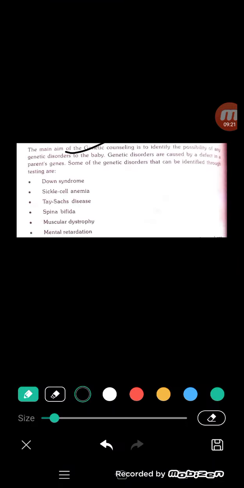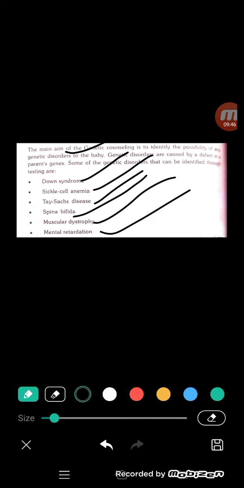Genetic disorders are caused by a defect in a parent's gene, either the mother's genes or the father's genes. Some of the genetic disorders can be identified through testing. What are they? Down syndrome, sickle cell anemia, thalassemia and spina bifida, skeletal dysplasia and mental retardation. These are all identified through genetic testing. These disorders occur especially in the baby.